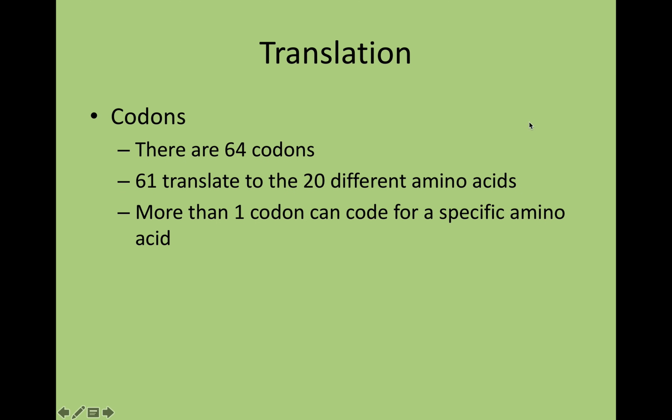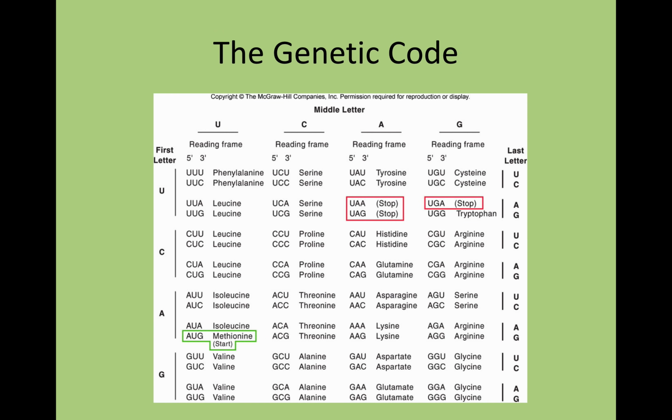So what this means is, since we only have 20 amino acids, but there's 61 codons that translate to an amino acid, there's more than one codon that can code for one specific amino acid. Here's a look at our genetic code, and you can see, like leucine, there are 6 codons. Here's a codon UUA, UUG, CUU. All of those would code for leucine. Serine, there's 4. Proline, there's 4. You can see the stop codons highlighted here. AUG is our start codon. It's going to start the process of translation, and it's also a methionine amino acid.